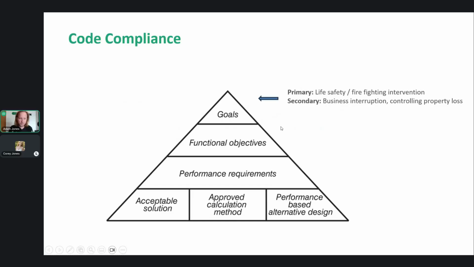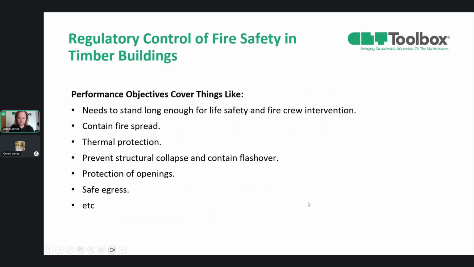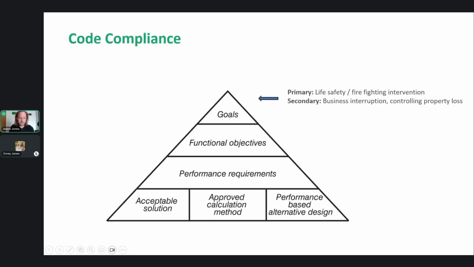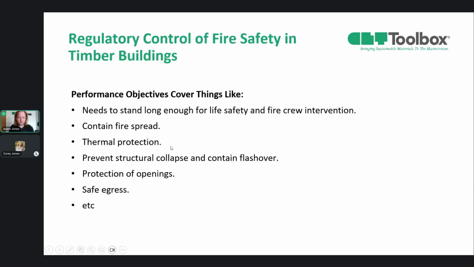Firstly, you've got what are the primary goals that we're trying to achieve with our design? And then underneath that, you've got objectives, and then you've got performance requirements. So the goals are obvious sometimes, like life safety. Can you actually have firefighting intervention? Secondary might be controlling property loss and financial damage and everything like that. And then underneath that, you've got an acceptable solution, like a deemed to satisfy or a performance-based design. So if you think about the third curve, before we get into DTS and performance, you got performance requirements.